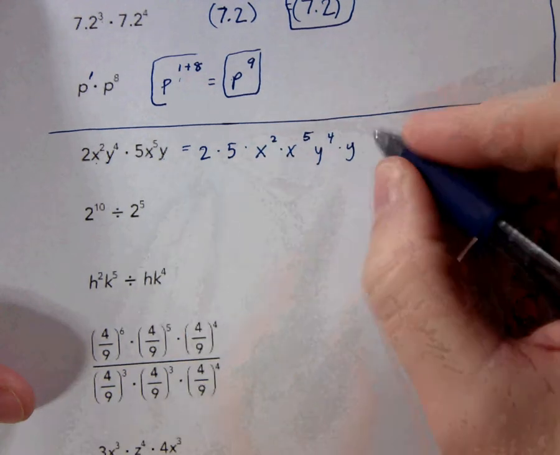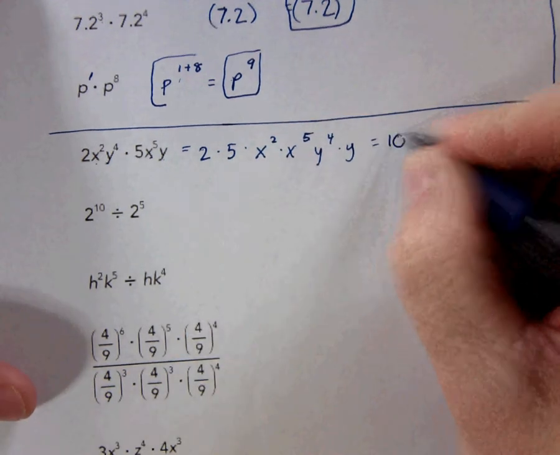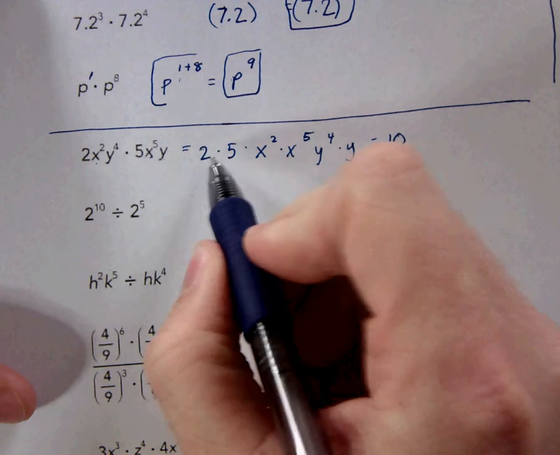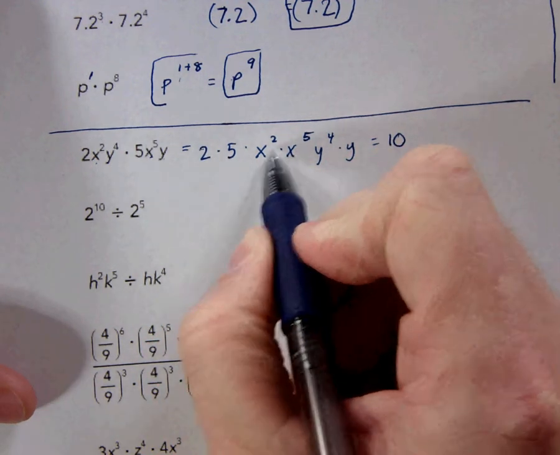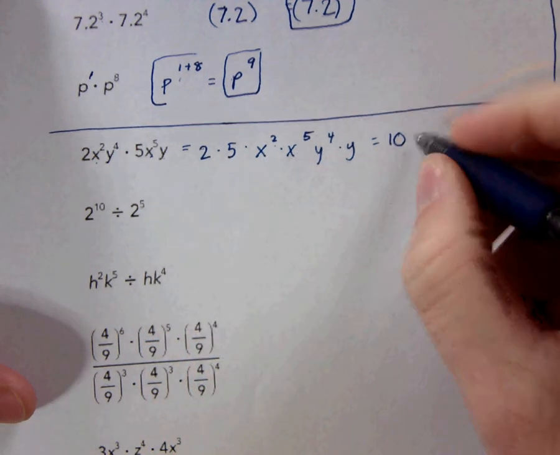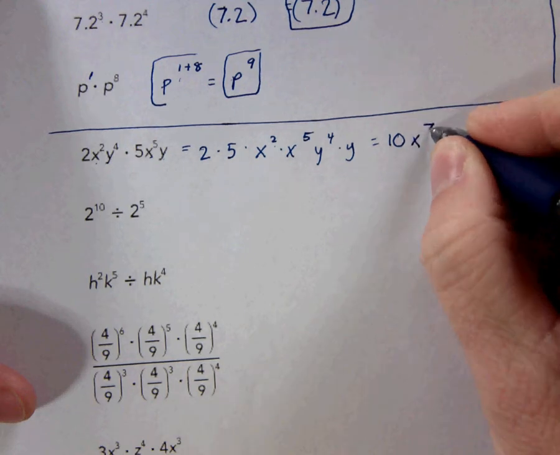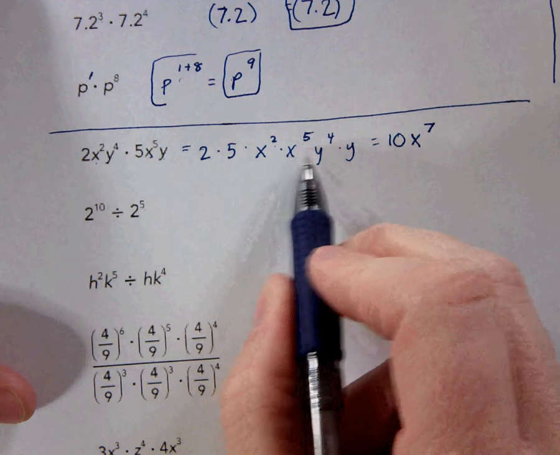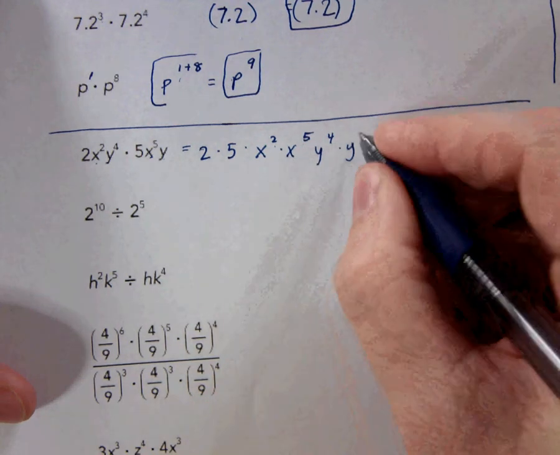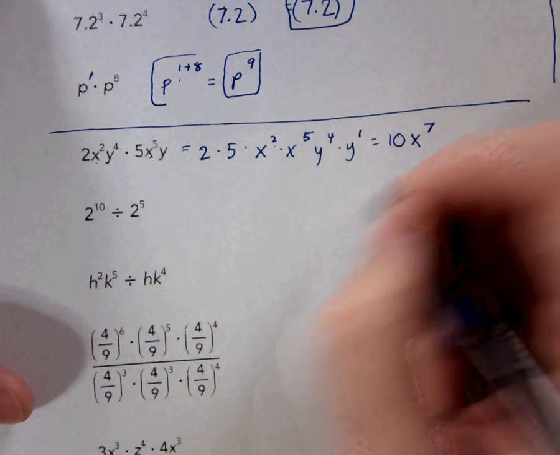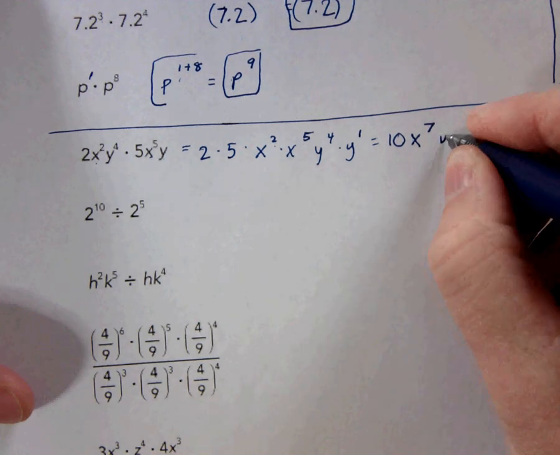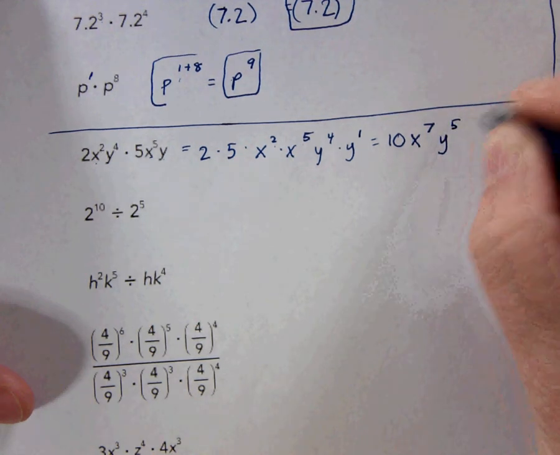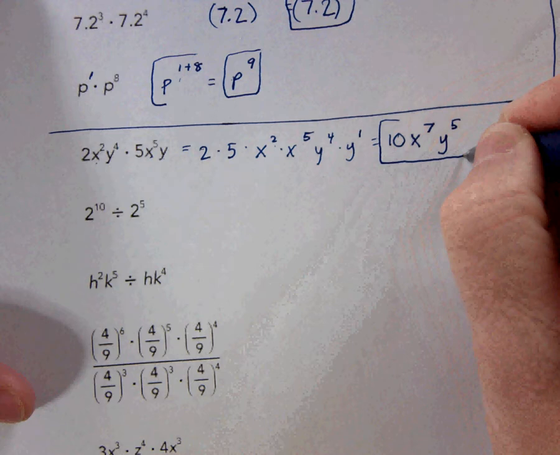I know what 2 times 5 is. 2 times 5 is 10. I know that x squared times x to the 5th is x to the 2 plus 5. 2 plus 5 is 7. So 10 times x to the power of 7. And then finally, y to the 4th, and remember y alone is y to the first power, so 4 plus 1 makes y to the 5th power.